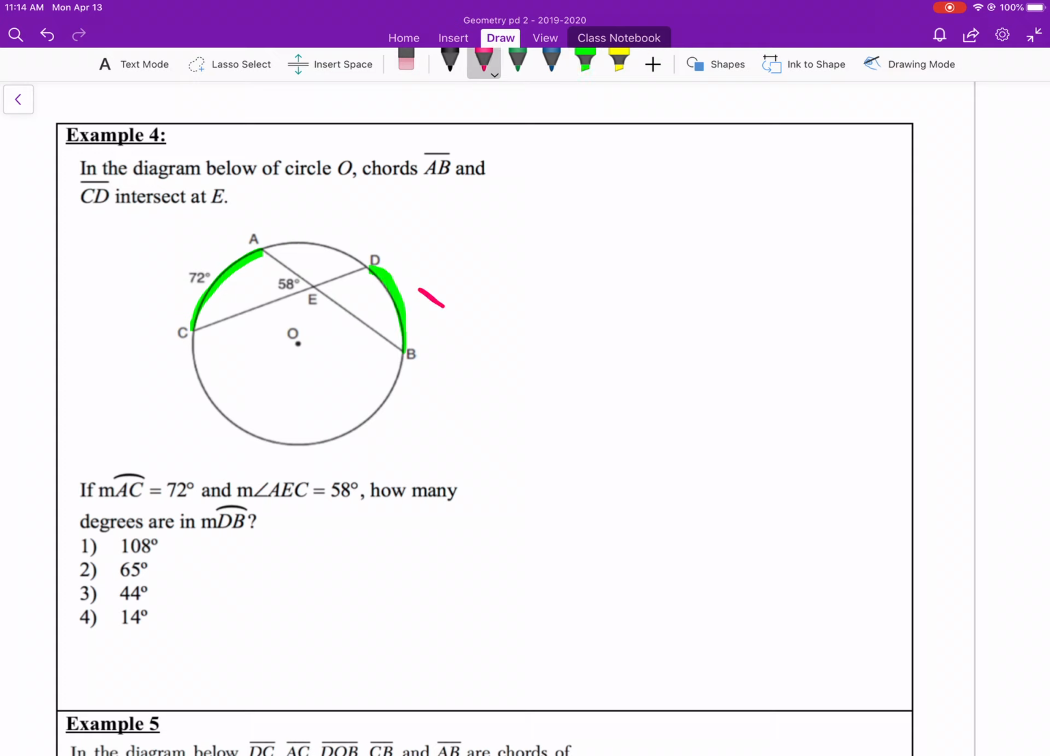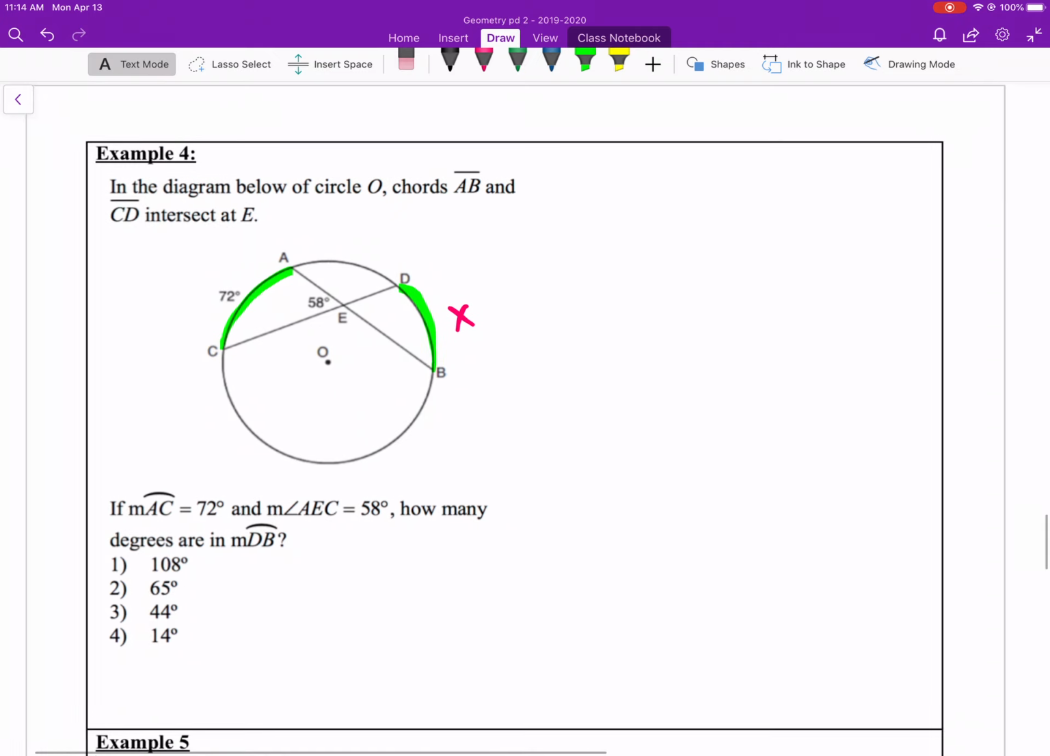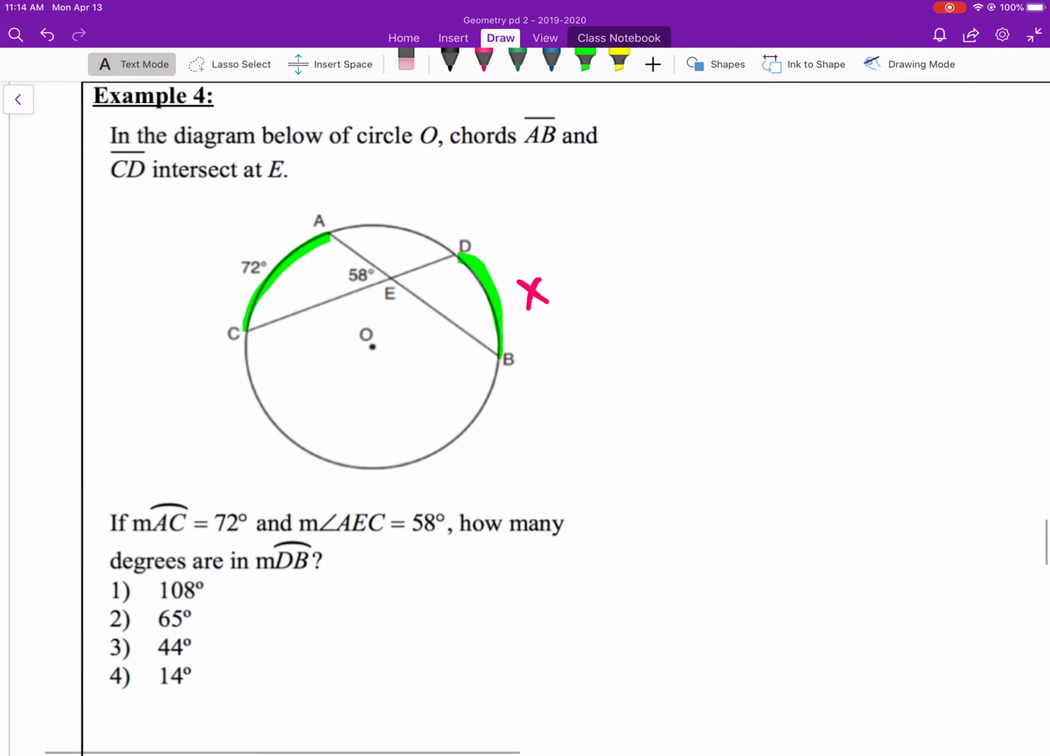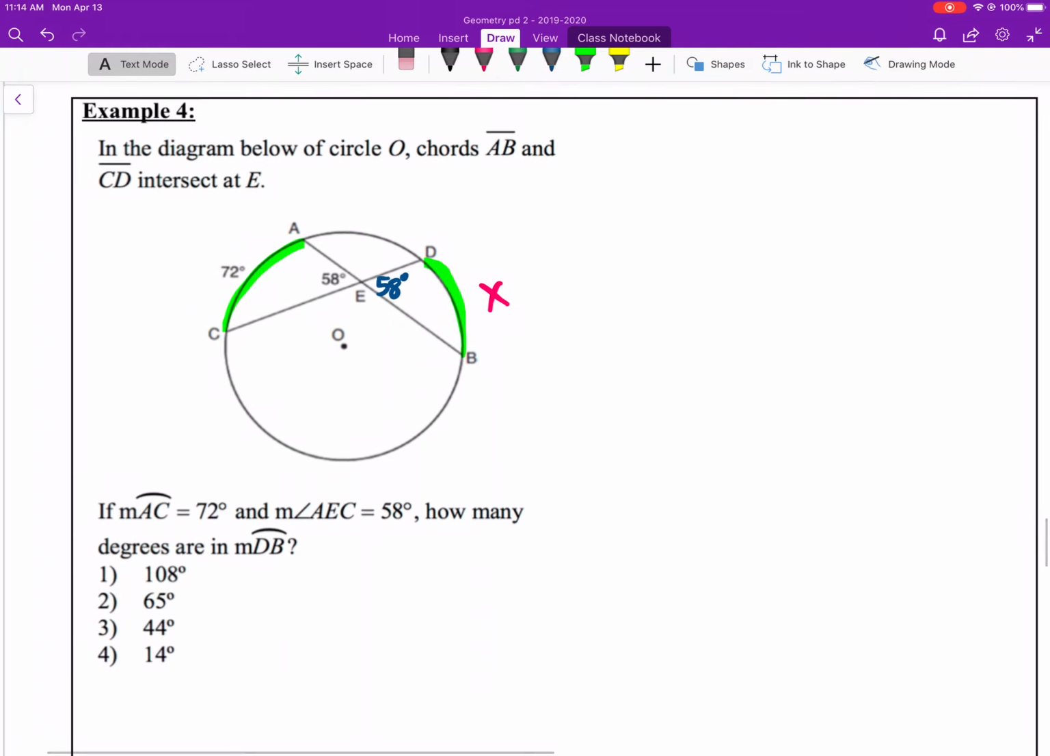Alright, so now we're trying to find the arc, so this is a little bit different. Now that 58 on the interior there, remember that's the same thing as here, 58. Those are vertical angles. Vertical angles are congruent. So your setup here, we're finding the arc. We're just going to set up an equation. Remember, the two intercepted arcs right here are 72 and x, for the angles on the inside, 58, 58.